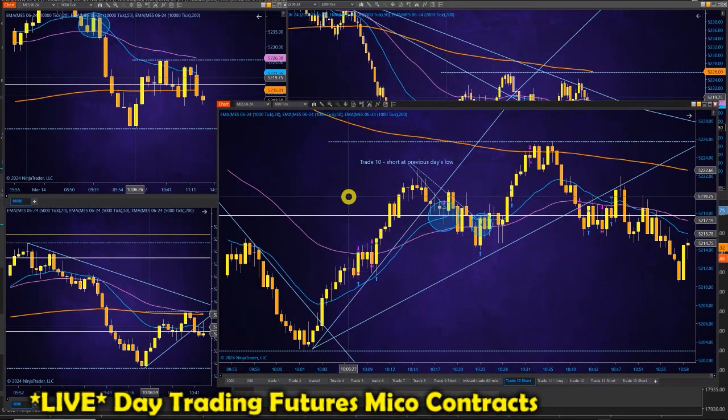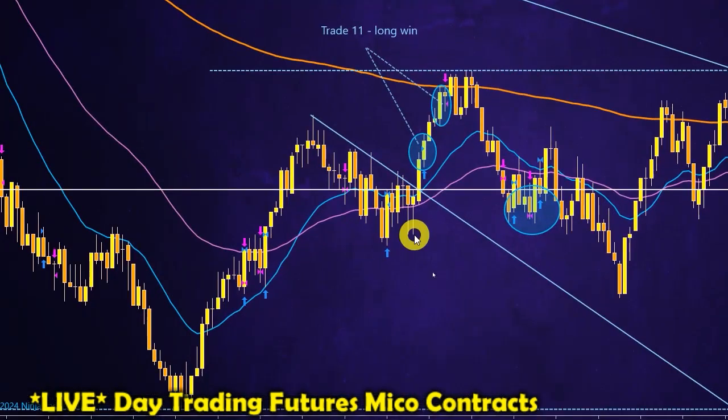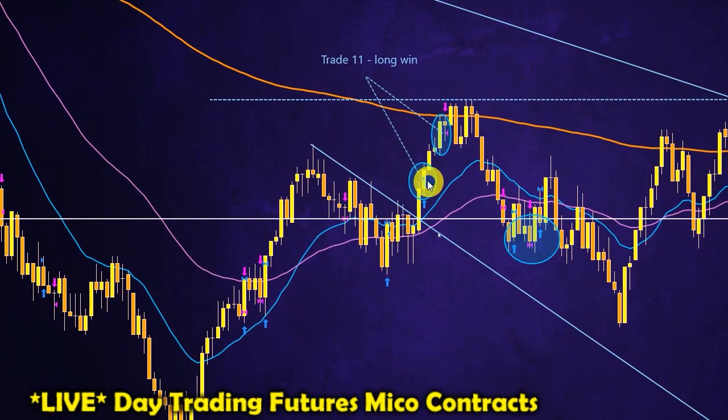Okay, so trade 10 was not a loss, and trade 11 also was a win to the long side, and this was a trade that went against my strategy. But it was a counter trend trade based on momentum, based on the previous day's low, based on candle formations, and I was only looking for a 1-to-1, and that was a great, well thought out trade. The only problem is it was not part of my strategy for this 30-day challenge.